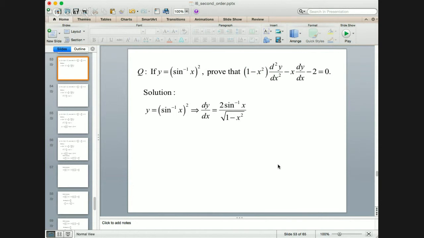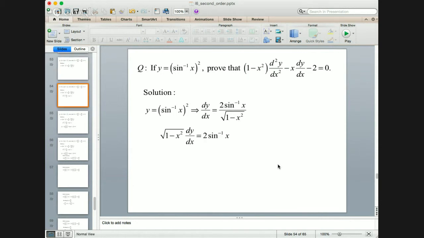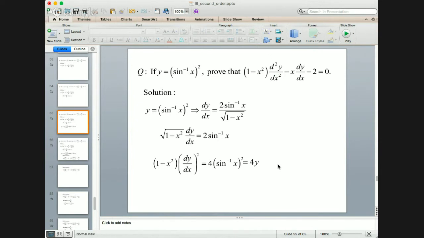So if I cross multiply and if I square both the sides, you would be able to see that your function becomes much more simplified. You get 1 minus x square into dy by dx whole square equal to 4 times sine inverse x whole square. And that is what really makes a difference. You get this y back in, and now your expression is so much more easier to deal with.